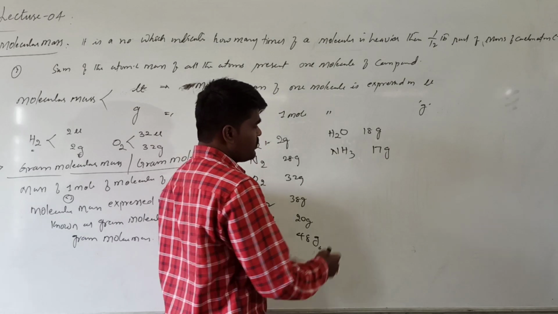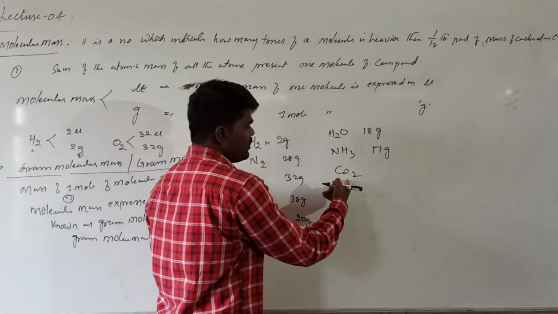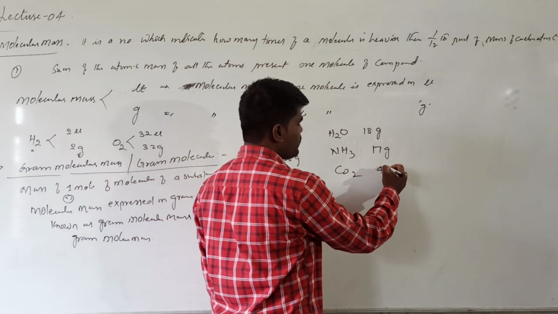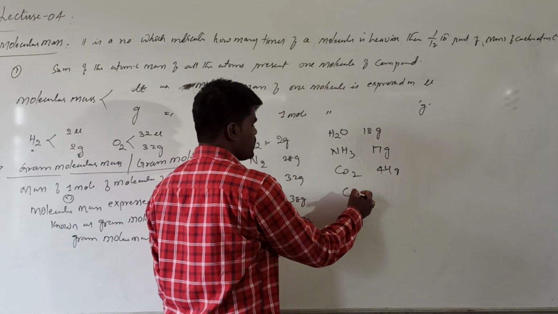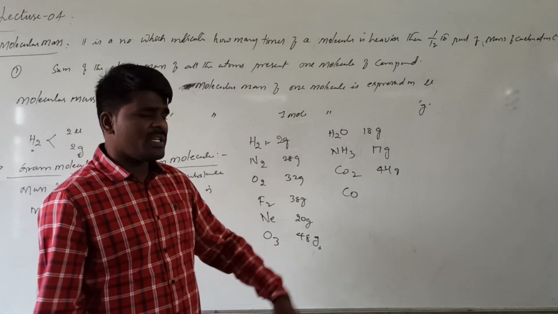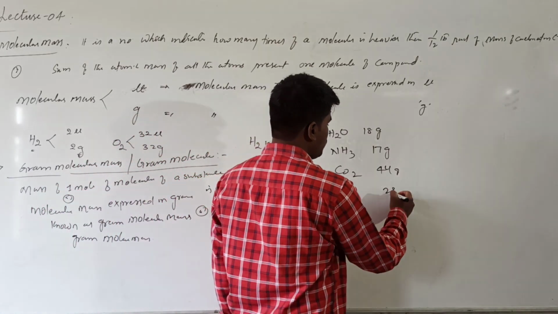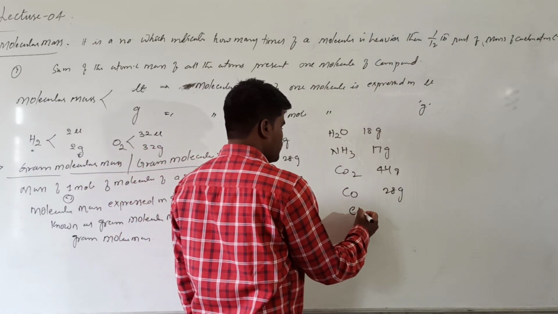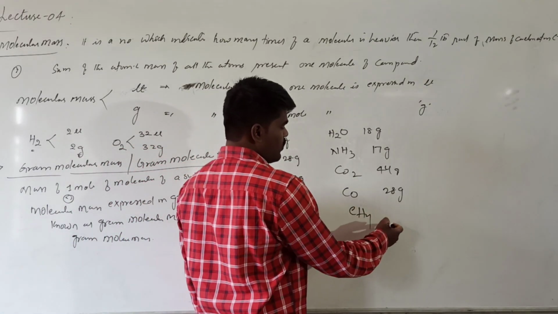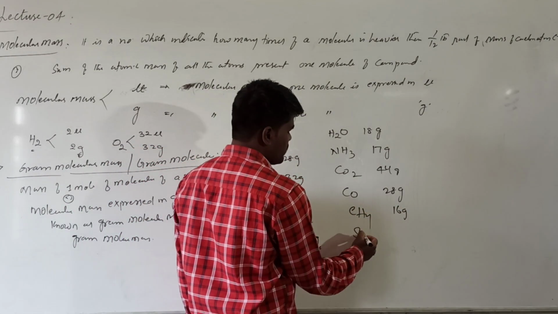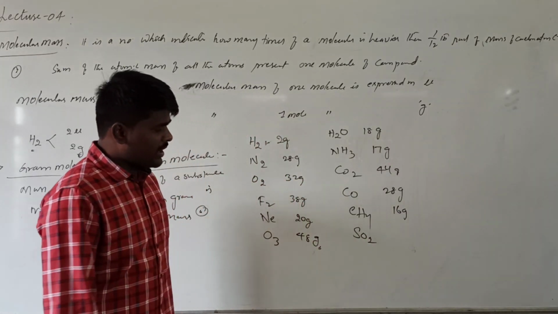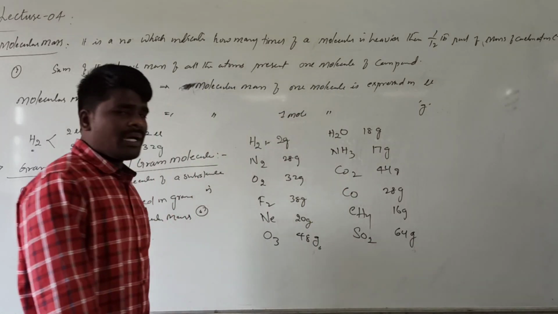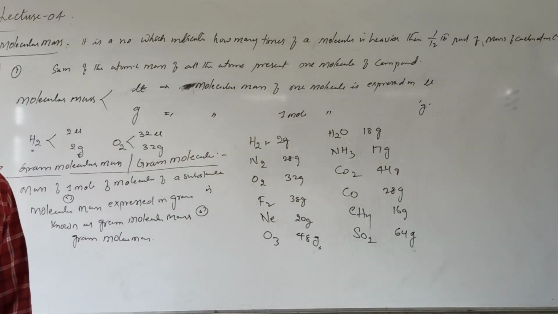If you are talking about carbon dioxide, how much is it? 12 plus 32, how much does it come? 44 grams. Suppose you are talking about carbon monoxide, how much does it come? 12 plus 16, 28 grams. Like this. Suppose you are talking about methane, how much is it? 12 plus 4, 16 grams. Suppose you are talking about sulfur dioxide, 32 plus 32, how much does it come? 64 grams. These are some gram molecular masses of different molecules.